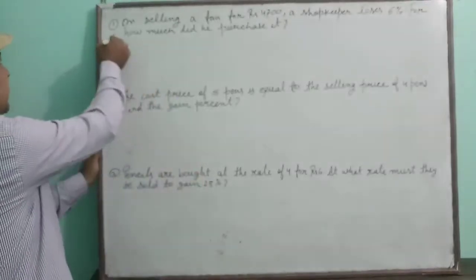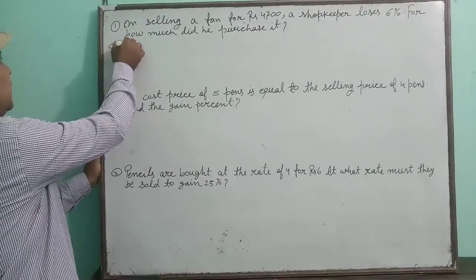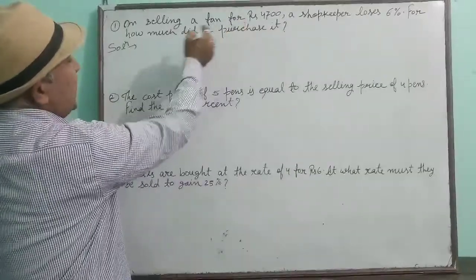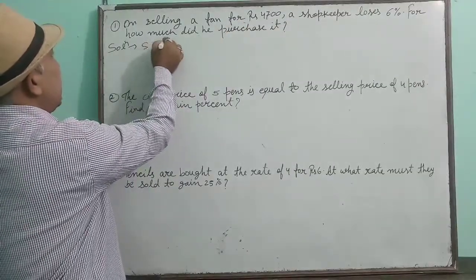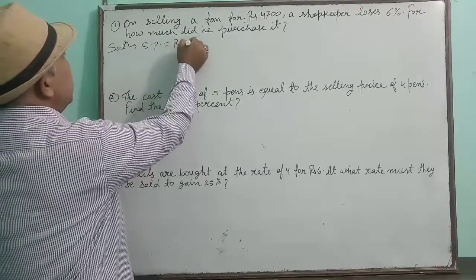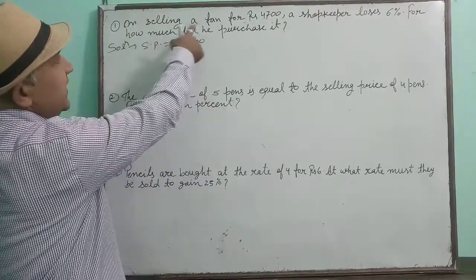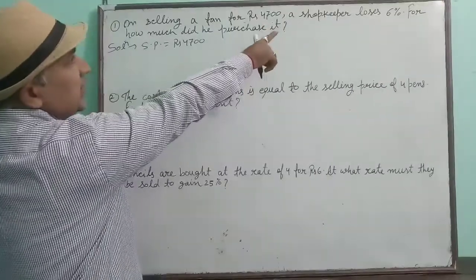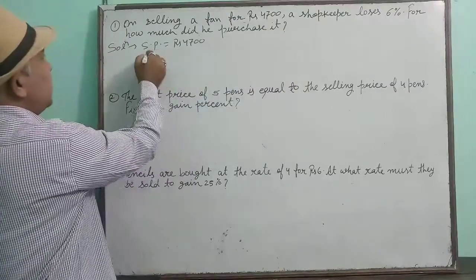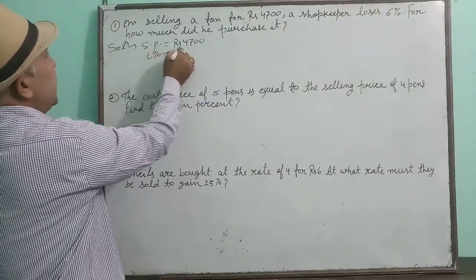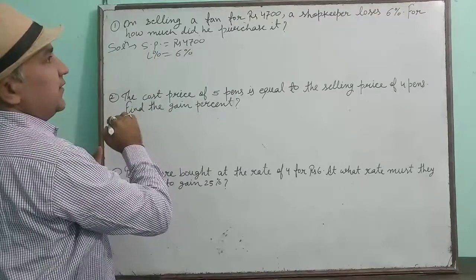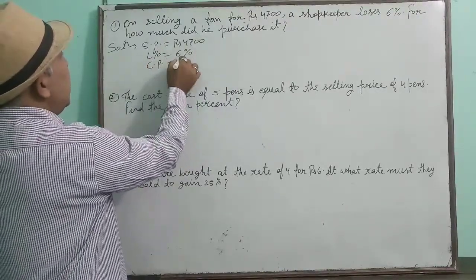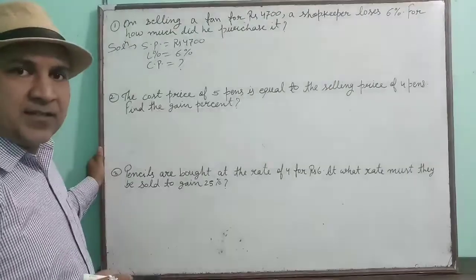See, the question is very easy, children. By reading the question you can see that the selling price of the fan is 4700 rupees. On selling a fan for this many rupees means this is the selling price. The shopkeeper loses 6% means the loss percent is 6%. For how much did he purchase it means you have to find the cost price.